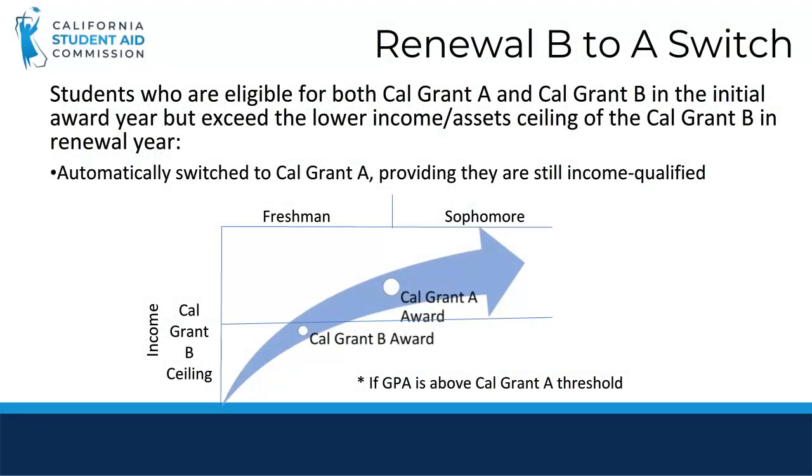When the change occurred in law that requires all renewal applicants to meet income and asset ceilings, we started seeing renewal students that had been initially auto-accepted for Cal Grant B and qualified for Cal Grant A start switching from Cal Grant B to Cal Grant A. This is because they failed to meet the lower income asset ceiling of the Cal Grant B in renewal, but still qualified under the higher income and asset ceiling of the Cal Grant A. This is the only allowable instance in law for switching between grants after the student has already received award payments.